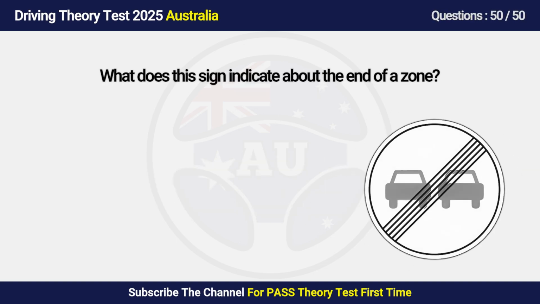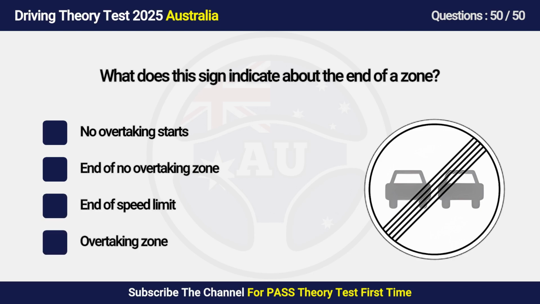Question 50. What does this sign indicate about the end of a zone? A. No overtaking starts. B. End of no overtaking zone. C. End of speed limit. D. Overtaking zone.